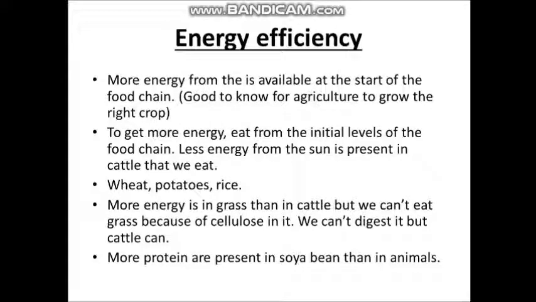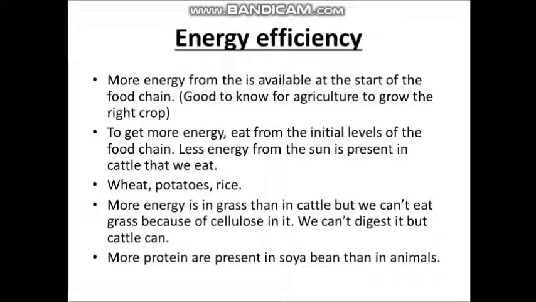And what is at the initial level of the food chain? That is of course producers. So which producers can we eat? Like our staple foods: wheat, potatoes, rice. They have more energy and they are closer to the initial level of the food chain, and when we eat them we can get more energy from the sun.